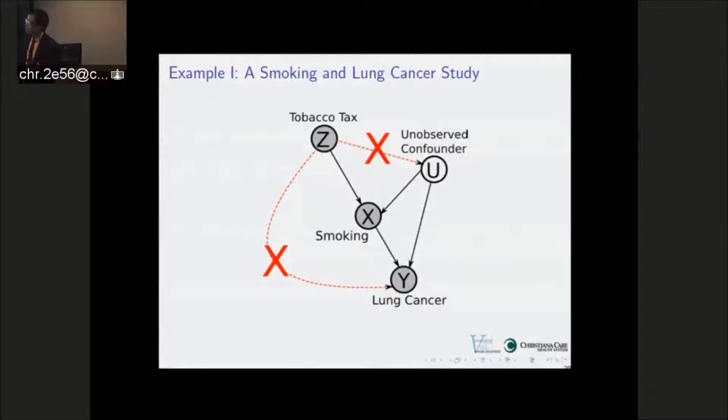It does not make sense. So we also think all this effect from a tobacco tax to lung cancer has to go through smoking. So this is a very typical idea about how to choose an instrumental variable in an observational study.